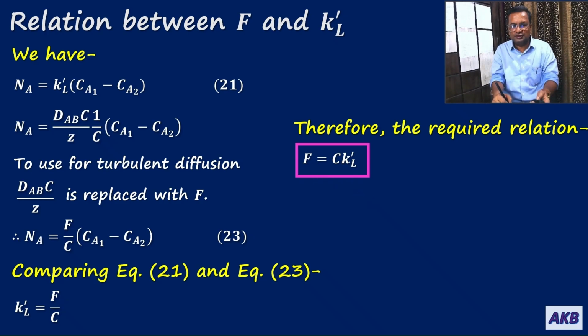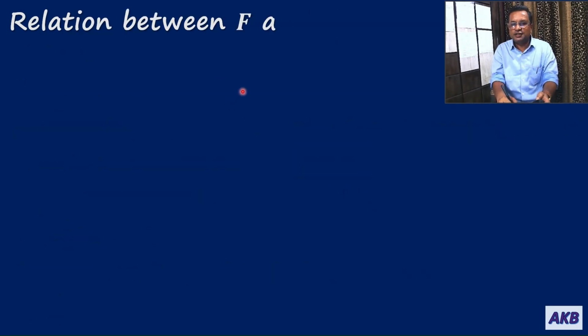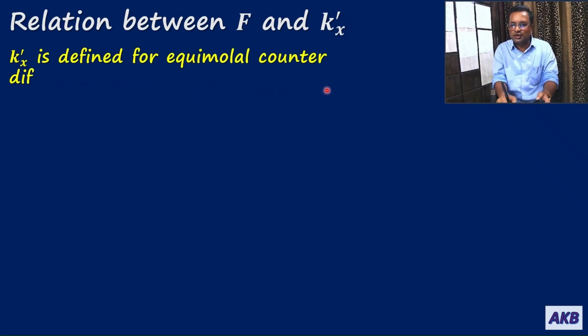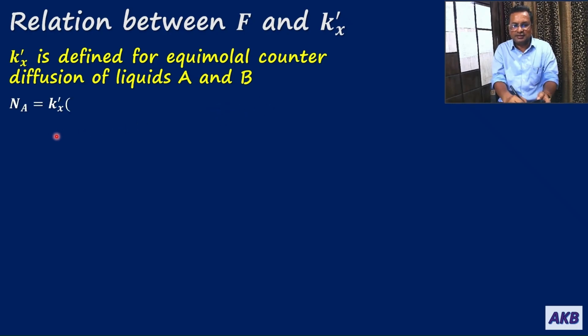Let us continue further. Next, we will be getting the relation between F and K dash X. K dash X is defined for equimolar counter diffusion of liquids A and B, and it is defined by this equation: Na is equal to K dash X into (XA1 minus XA2).